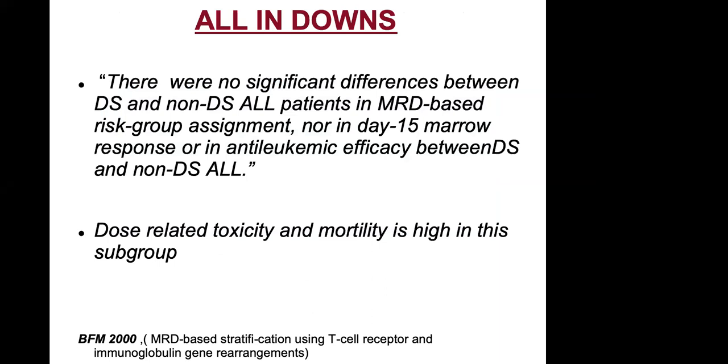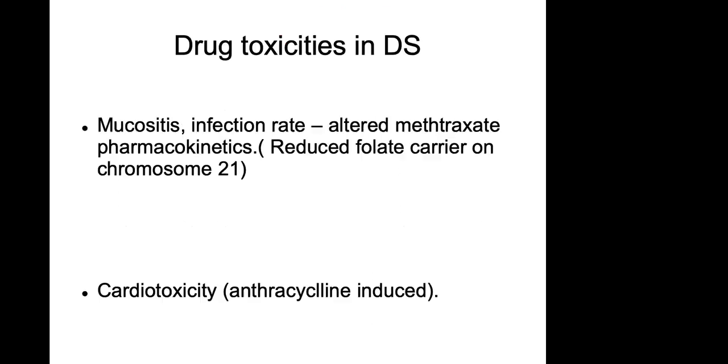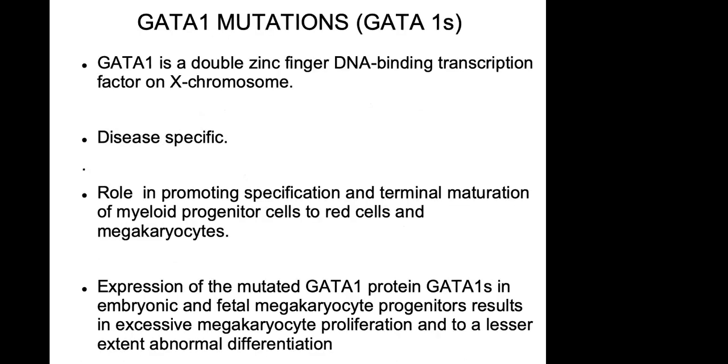So dose-related toxicity mortality is high in this subgroup. That is why, if you compromise the dose, you are actually compromising the outcome as well. Drugs, what are the main drug toxicities? Mucositis, infection rate, altered methotrexate pharmacokinetics. There is a reduced folate carrier on chromosome 21. There are increased chances of cardiotoxicity because of the anthracycline-induced effect.